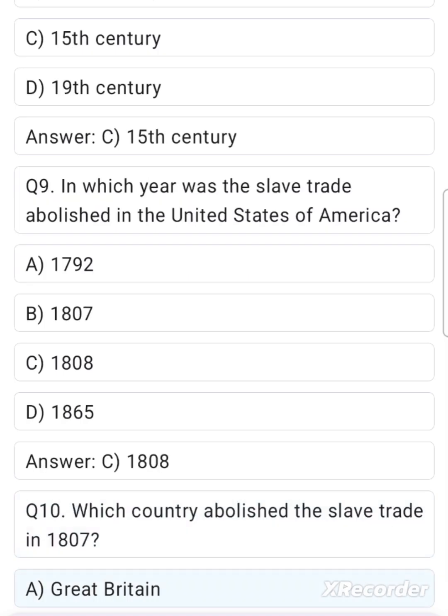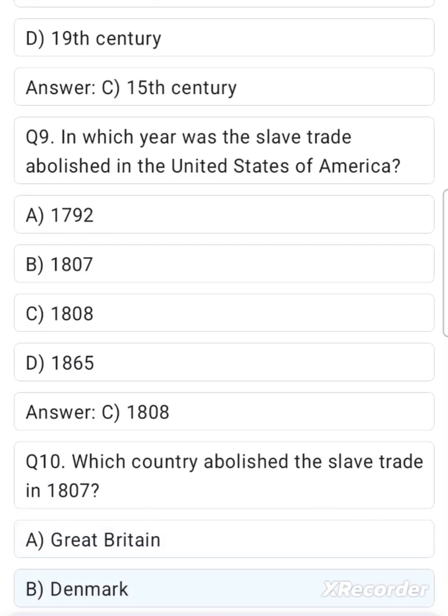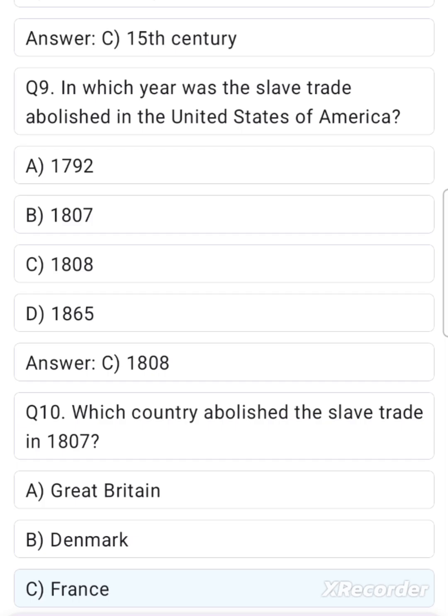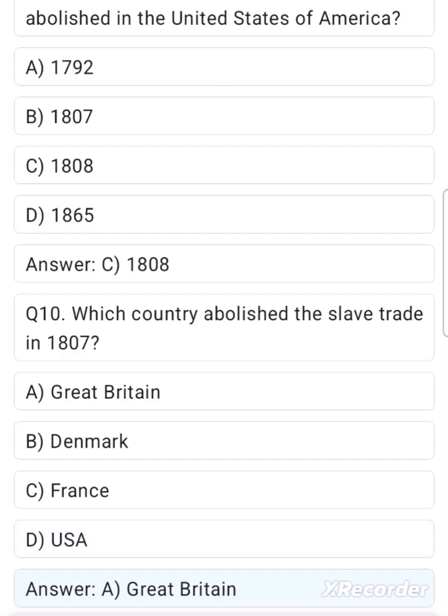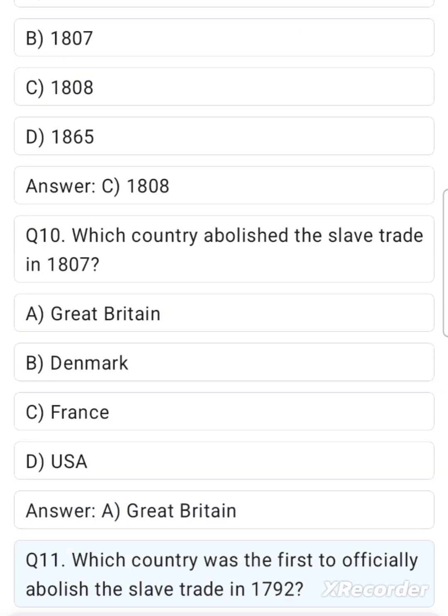Q10. Which country abolished the slave trade in 1807? A. Great Britain. B. Denmark. C. France. D. USA. Answer. A. Great Britain.